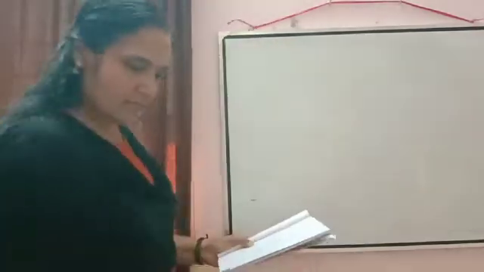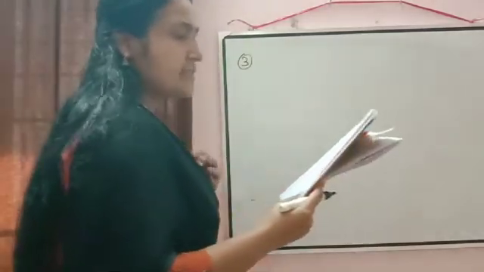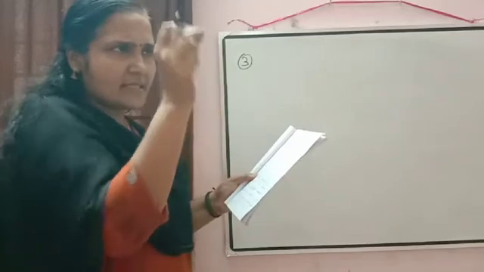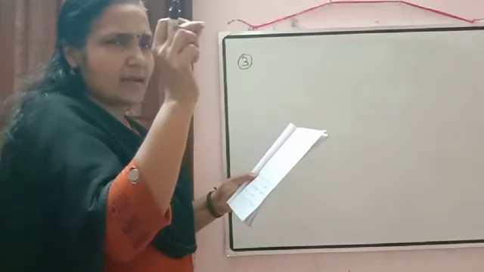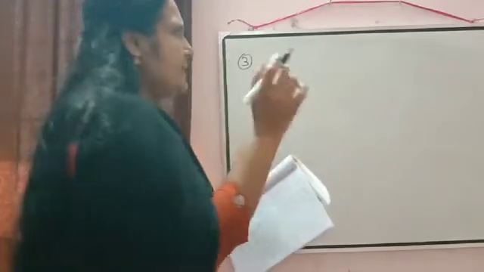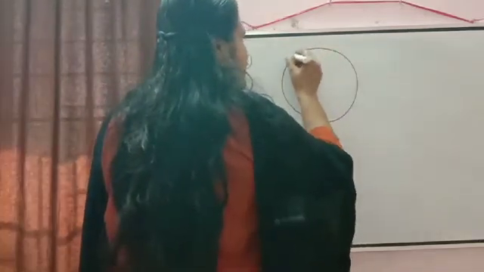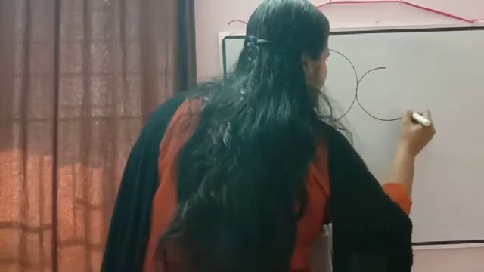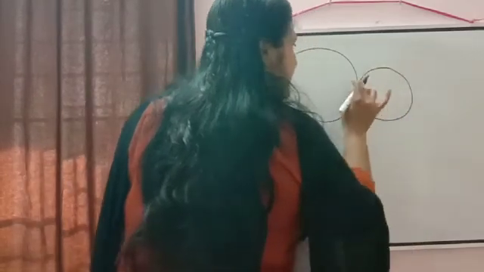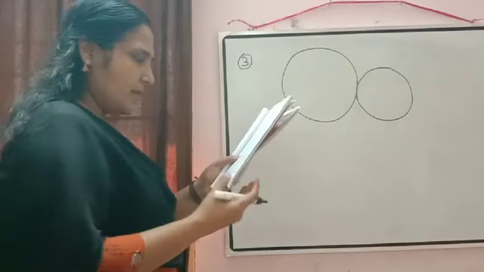Now next question, it is written, two circles touch externally. Two circles touch externally, meaning they are just touching at a point outside. Externally means they are touching each other. So first circle in this way, second circle in this way we can draw. Here they are touching at one point.